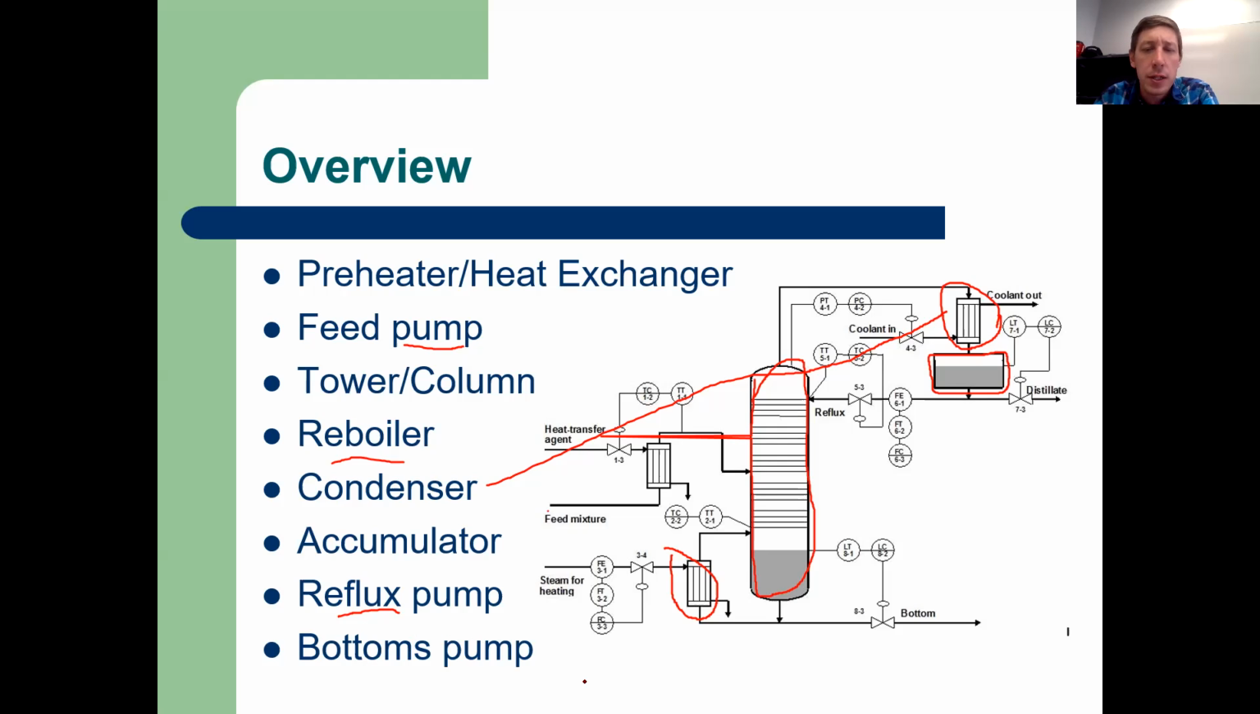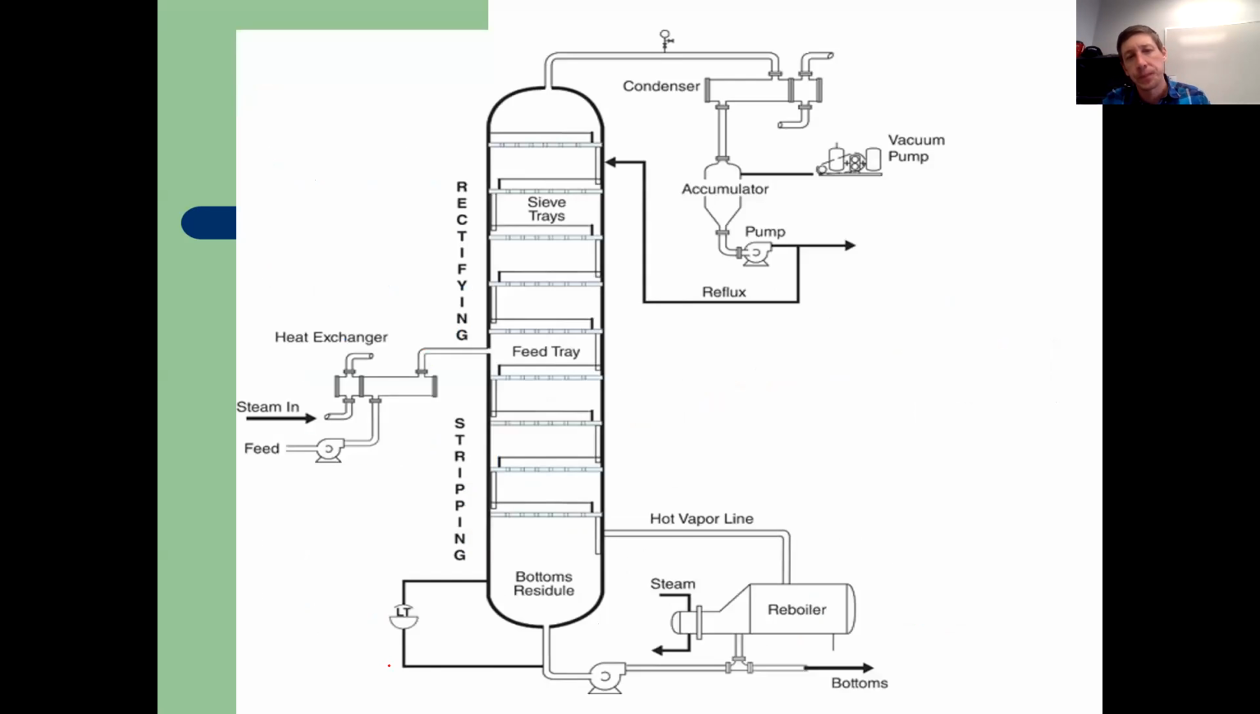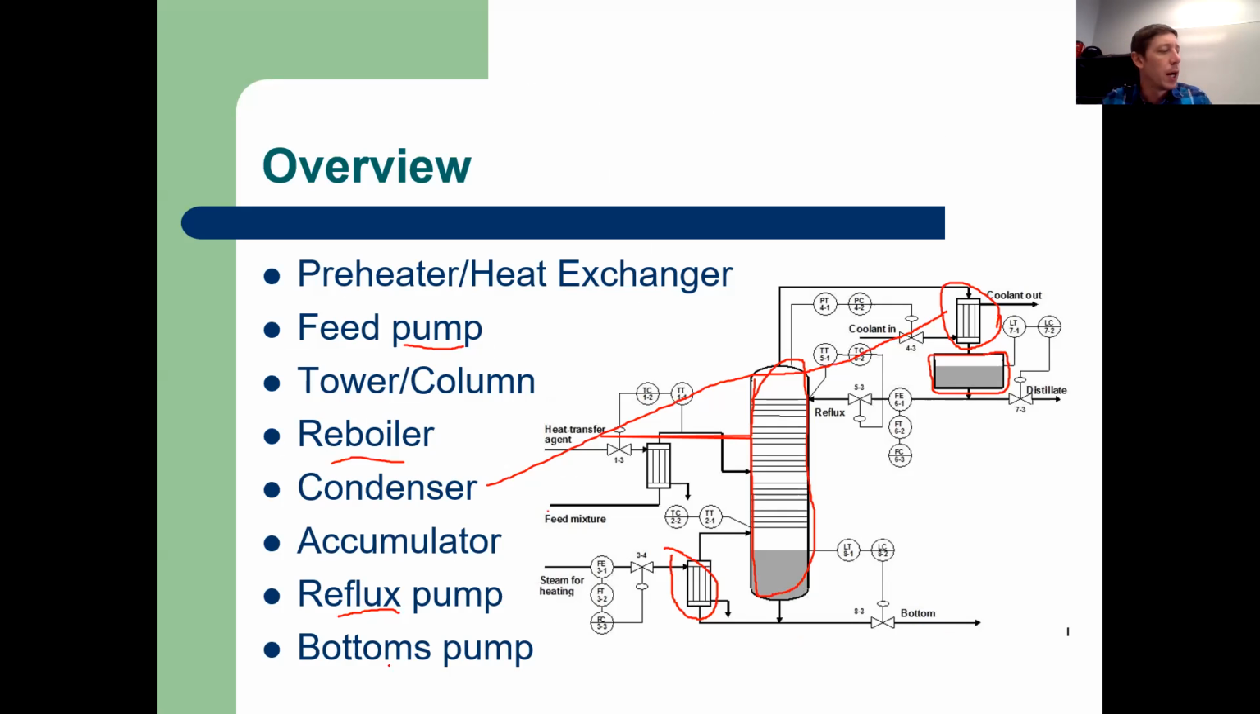And then the last part that we have of this is the bottoms pump. Anything that doesn't boil off is our bottoms product, also known as residue. And that has to get pumped into the next part of our process, so it gets pumped out of the column, out of the tower. We do that through the bottoms pump. This is the basic equipment that we use for a distillation system.